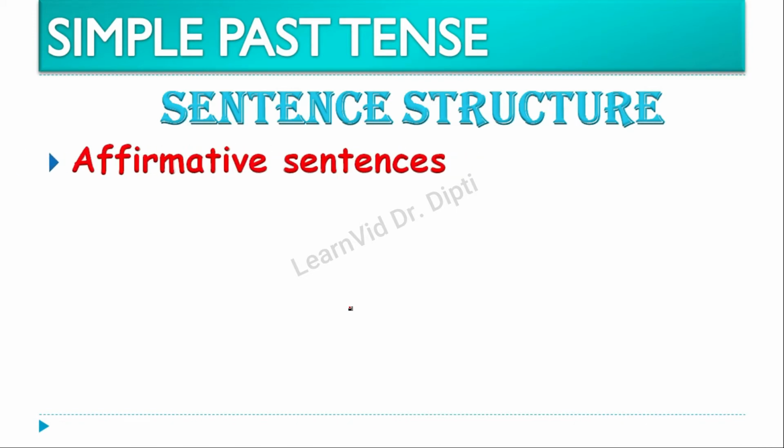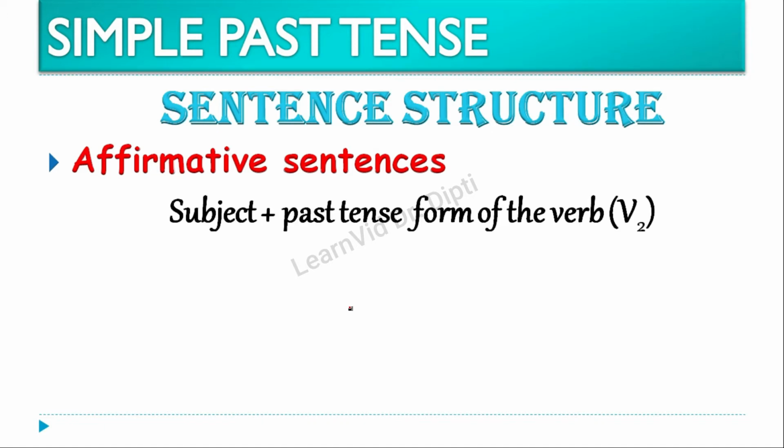Now in affirmative sentences of simple past tense, the following rule is followed. First we have to write the subject, then we write the past form of the verb. Past form of the verb जो V2 form of verb है, verb हमने बहुत डिटेल में एक वीडियो में स्टडी किया है. If you are interested to watch that video, you can see the past form of various verbs in that video. So let us understand these affirmative sentences by examples.